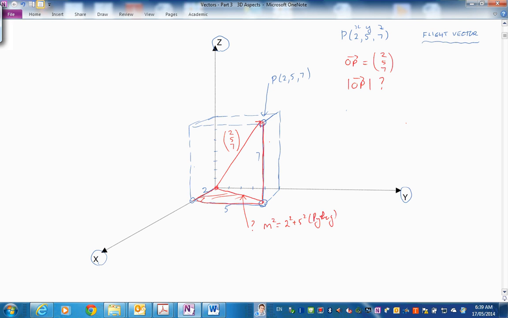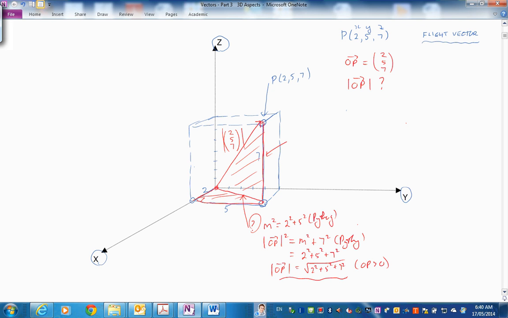Okay, and then coming up into this triangle, what is the length of that side? The size of OP squared equals, well, we want the square of this side here, m squared, so it's m squared plus, what's this? 7 squared, again by Pythagoras. So m squared is 2 squared plus 5 squared, and the size of that vector OP is the square root of 2 squared plus 5 squared plus 7 squared, because OP is greater than 0. It's not plus or minus that root, solving that squared equation there.